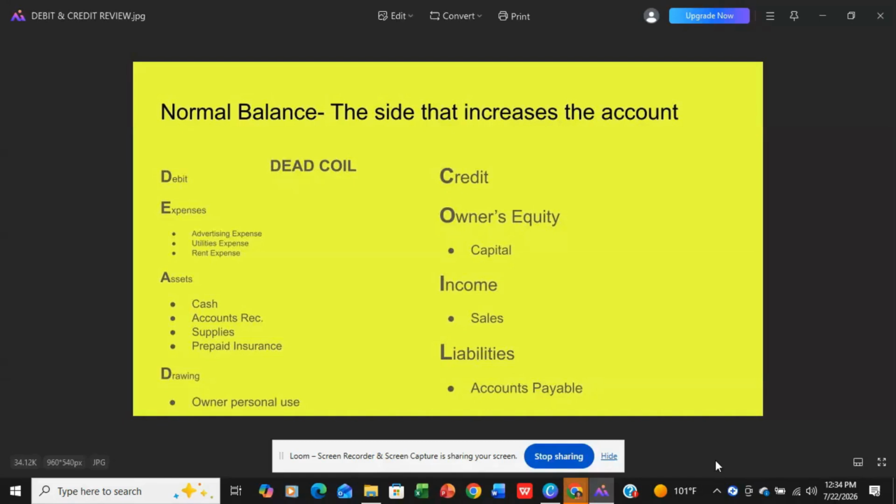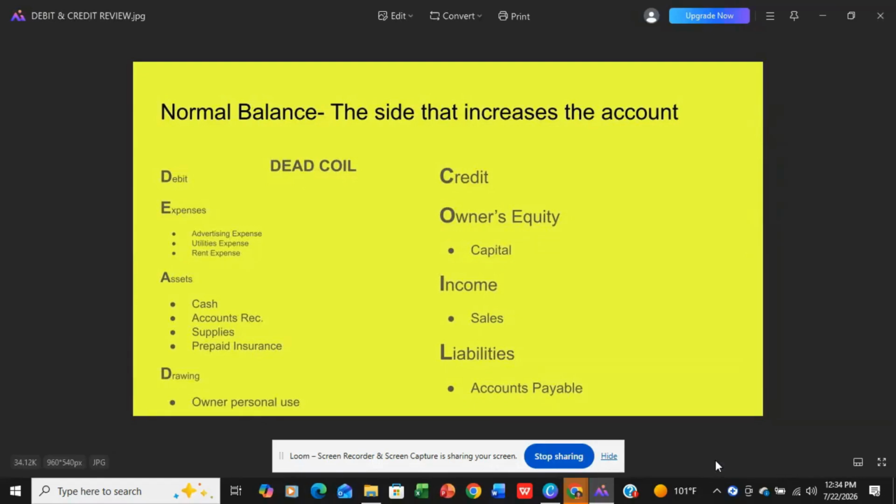We're going to be actually reviewing debits and credits and normal balances. So if you want to be successful on the UIL test, one of the things you need to make sure that you are very good at is looking at an account and telling if its normal balance is a debit or a credit. So I'm giving you an acronym called DED-COIL. This may help you when doing these on the test.